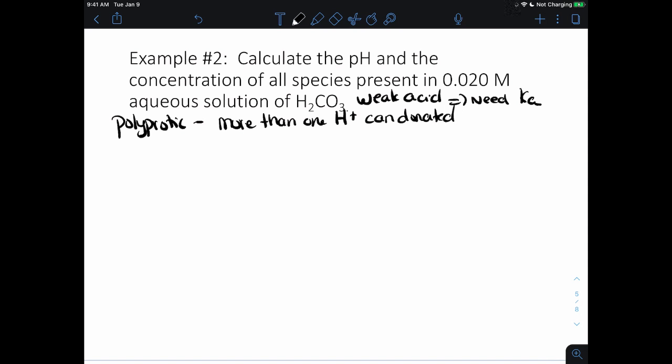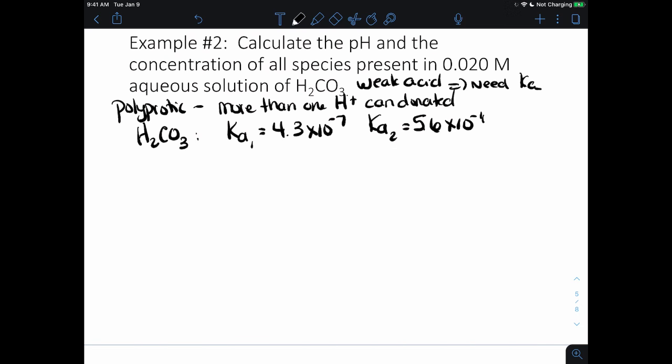Well, if you look in a table for H2CO3, you're going to find two Ka values. You're going to find Ka1 and Ka2. And Ka1 I found was 4.3 times 10 to the negative 7, and Ka2 was 5.6 times 10 to the negative 11. So what this means is H2CO3 has two H's to potentially lose, which means there's two sources of acid coming from H2CO3, which means we need to do two ICE tables. So in this case, I will write out the ICE tables since we're going to do two of them.